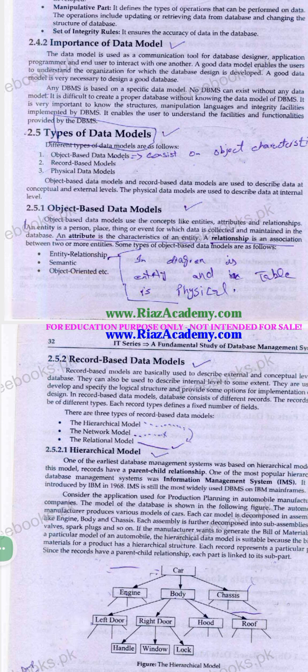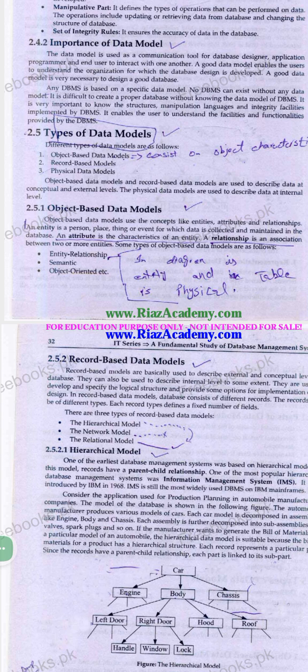In the object based model, we use concepts like entities, attributes and relationships. What is an entity? You already know. A person, place or thing, anything that is part of your organization's data, is called an entity. For example, student, city name, locality, classroom, these are called entities.